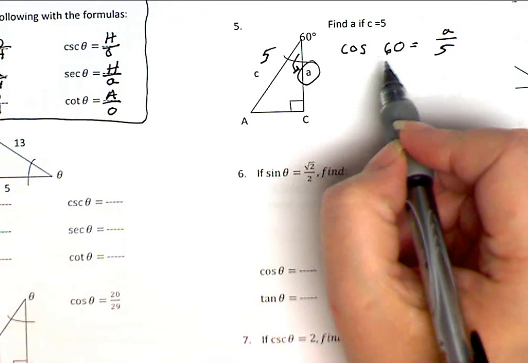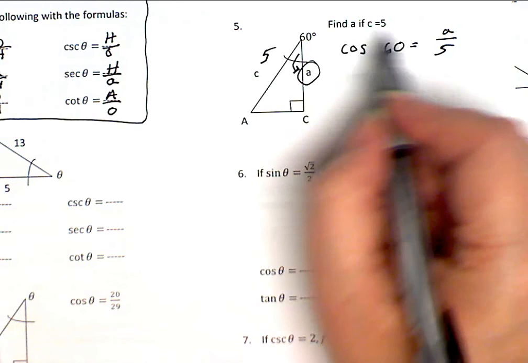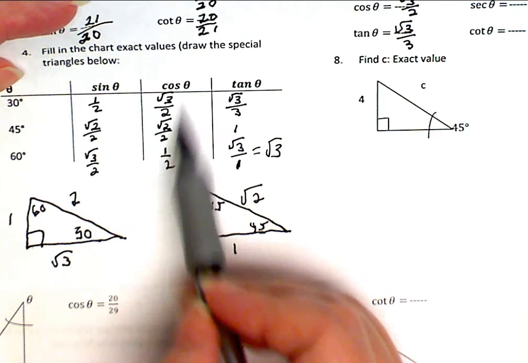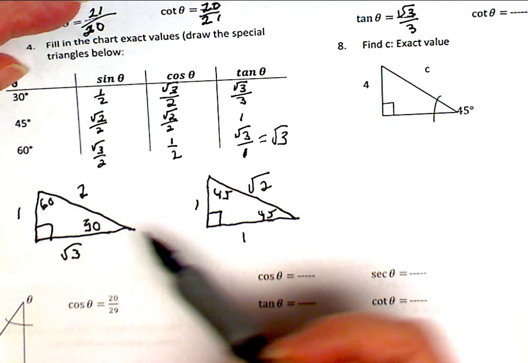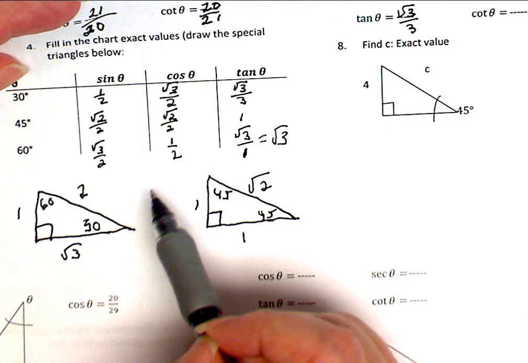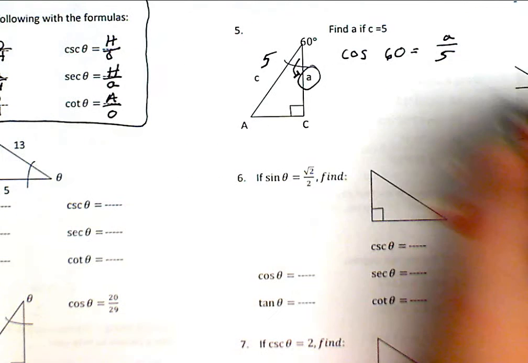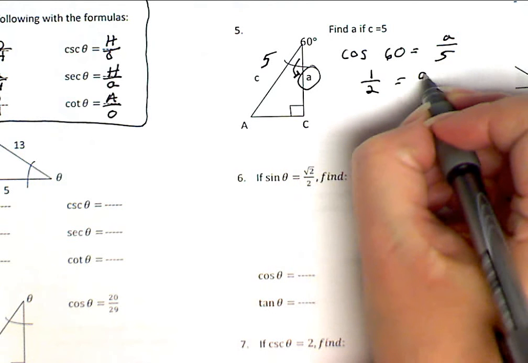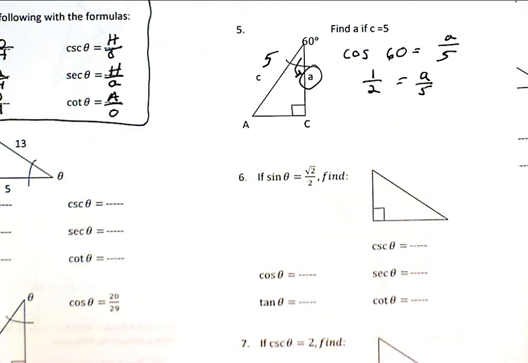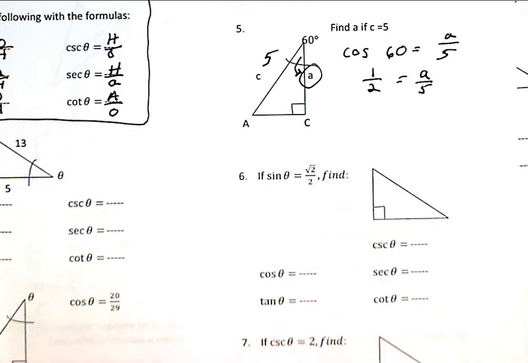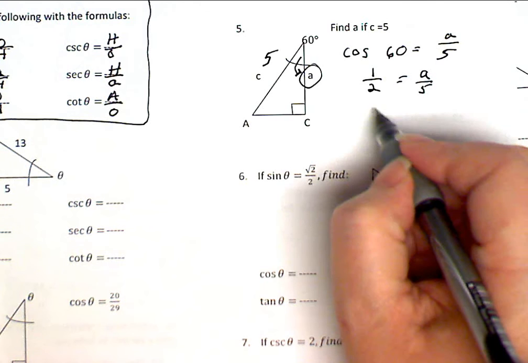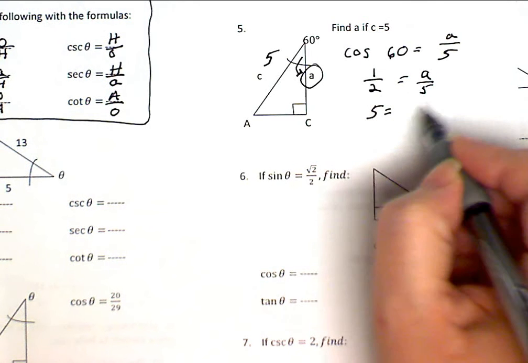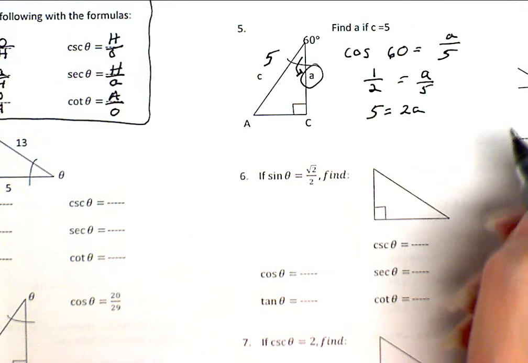What is cosine of 60? You have to look at your chart. Cosine of 60 is 1/2. Did you check your answers? Did you have 1/2? Okay. So 1/2 equals A over 5. Then you could cross multiply. So 5 times 1 is 5, 2 times A is 2A. Divide by my 2.